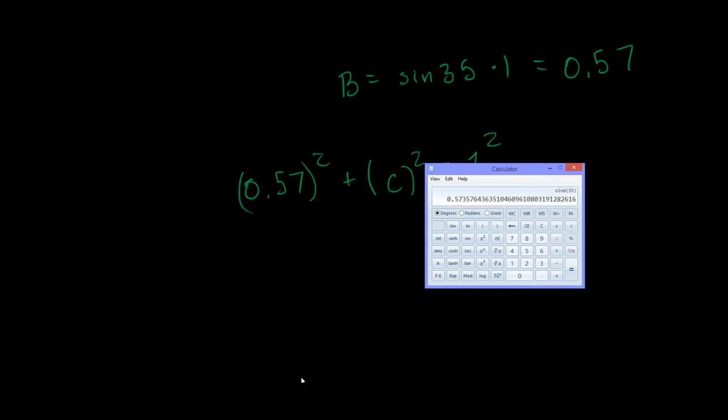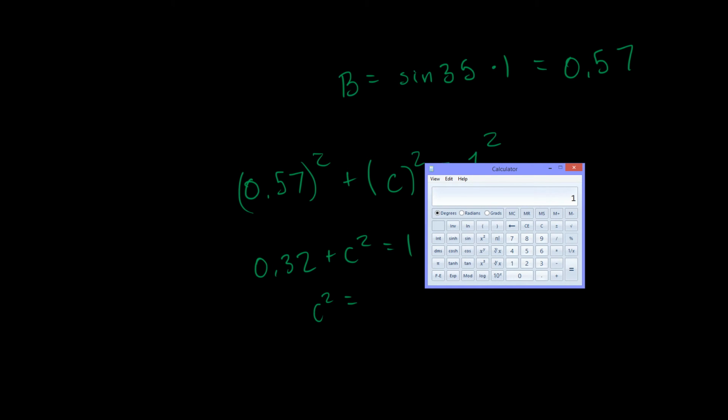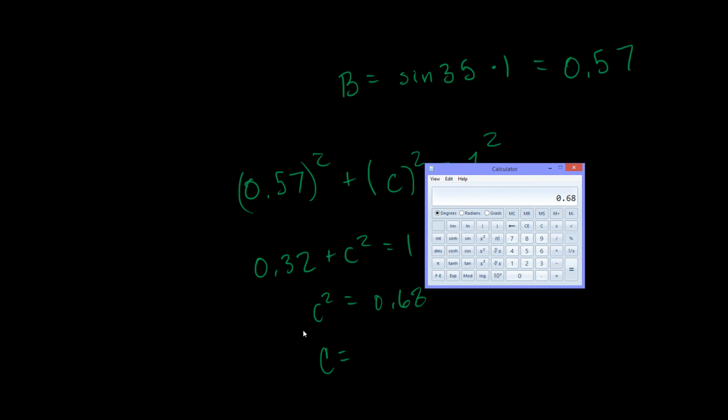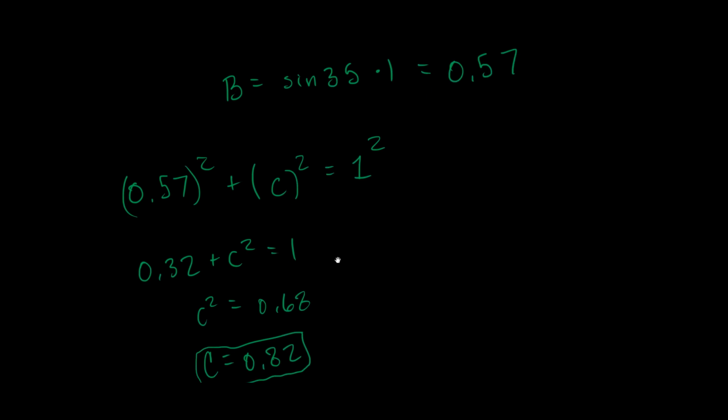Well, 0.57 times 0.57 gives us 0.32. So 0.32 plus c squared is equal to 1. We get c squared is equal to 1 minus 0.32, which is 0.68. And we get c is equal to the square root of 0.68, which is 0.82. Okay, so we have that, but let's just verify it using the law of sines again.